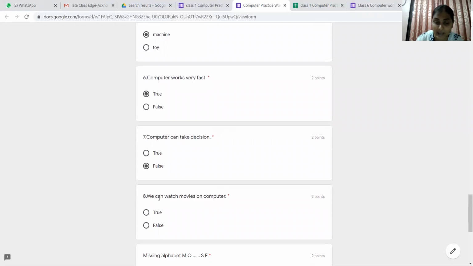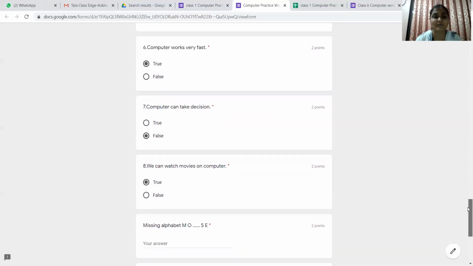We can watch movies on computer. Can you watch movie with the help of computer? On the computer, can you watch the movie? Yes, we can watch the movie on the computer. So yes means true. So you're going to select true. Okay, then go to the next question.